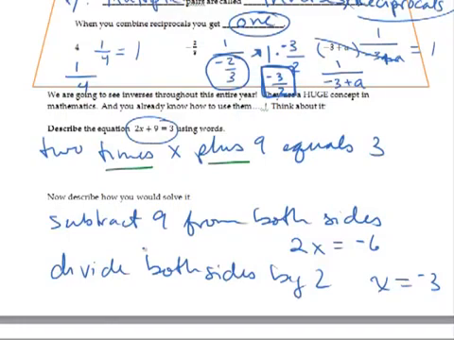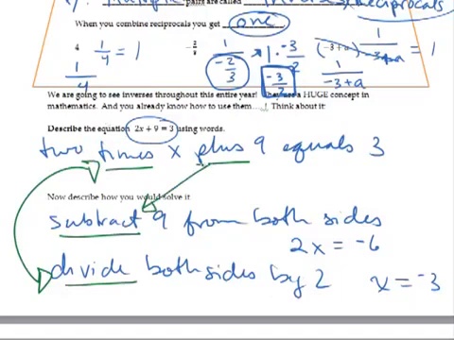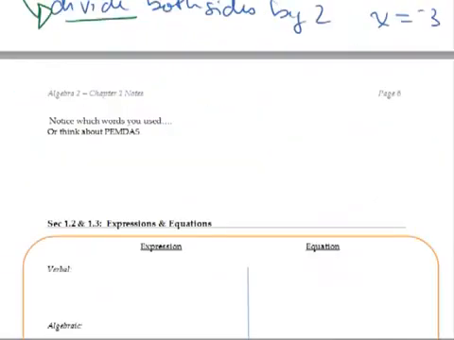Pay attention to the words we just used here. We just used the words subtract and divide. Notice times and divide. We divided by 2, it was multiplied by 2. We subtracted 9, and it was plus 9. They're the opposites or the inverses. So when you're solving equations, you're already using inverse operations to help you solve. You're doing the opposite. You're undoing something.